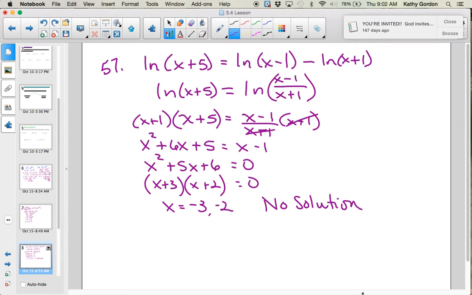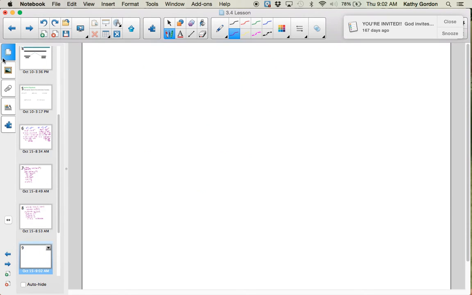Okay? Number 61 is a similar kind of problem and yet quite a bit different. In 61, we start off with the log base 4 of x minus the log base 4 of x minus 1, and that is just equal to 1/2.